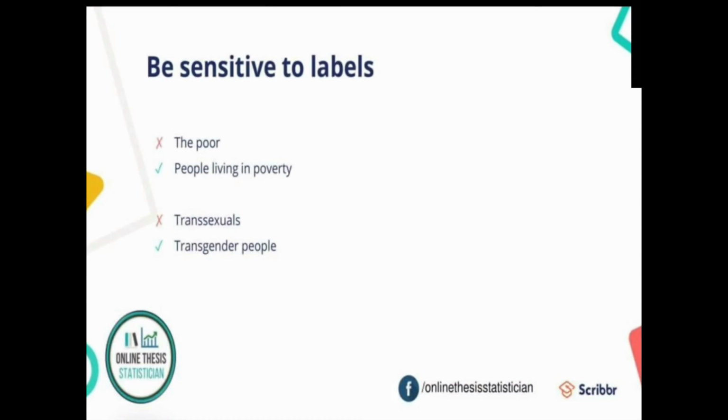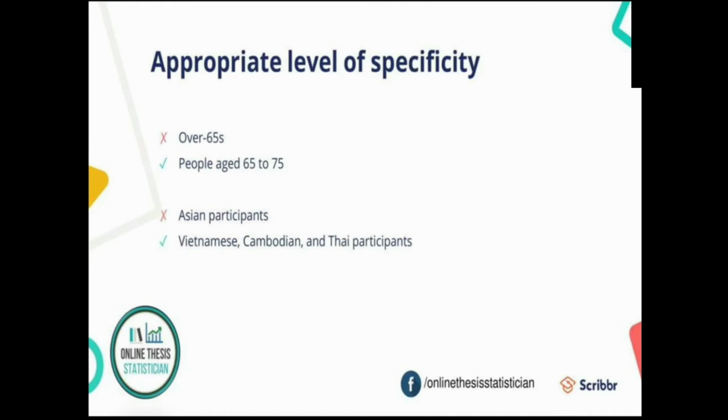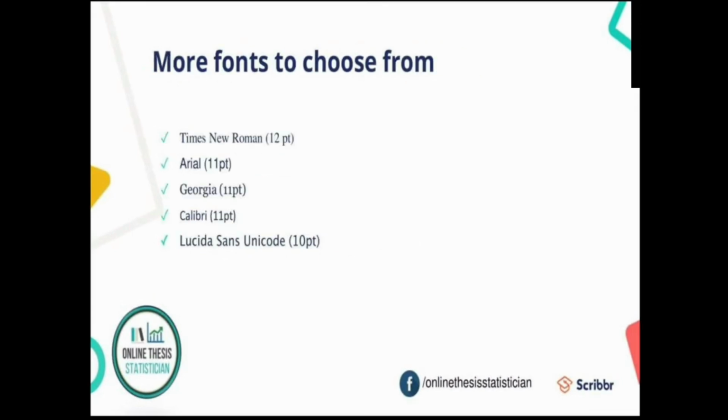And the appropriate level of specificity. So instead of over 65s, we are specifying the age bracket. So over 65s, so that is people aged 65 to 75. Asian participants. Who are these Asian participants? You need to be particular. You need to be specific. Vietnamese, Cambodian, and Thai participants.